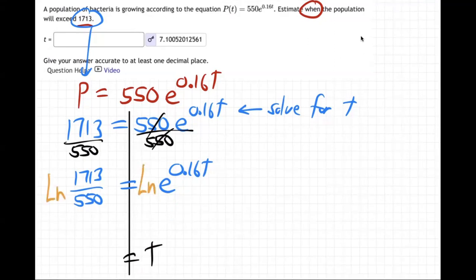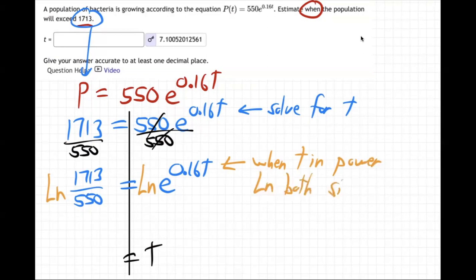That's in fact why logs were created. Let me write that. When the t is in the power, you ln both sides. That's why logs were created. They're the inverse function of exponentials. And then what happens with that? This whole power drops down.